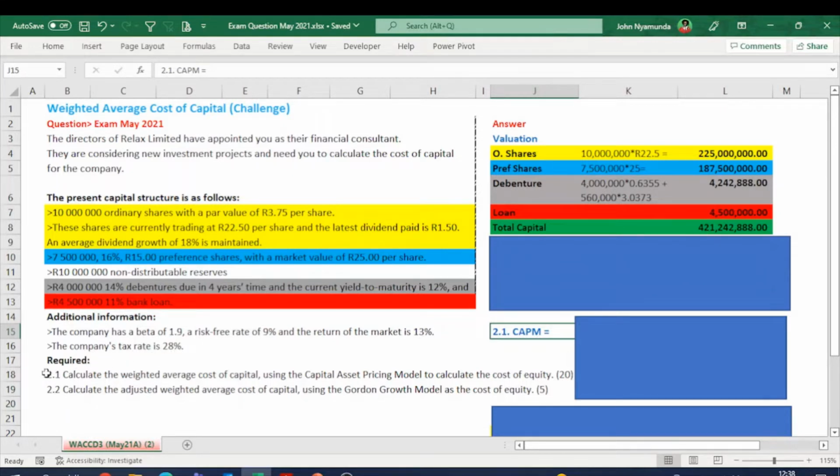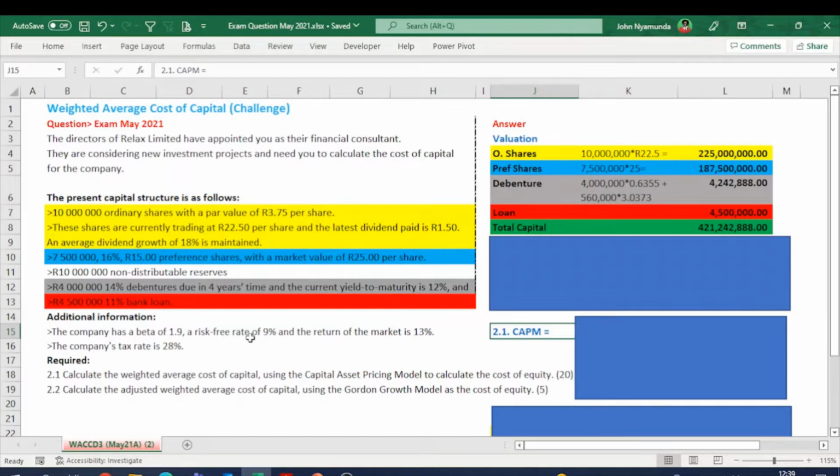What is required? 2.1. Calculate the weighted average cost of capital using the capital asset pricing model to calculate the cost of equity. 20 marks for that. 2.2. Calculate the adjusted weighted average cost of capital using the Gordon growth model as cost of equity. 5 marks for that. So this question, if you master it and get 100%, you are already a quarter of the total marks you need in the exam. 25 out of 100. You are only 25% there. So what do we do?